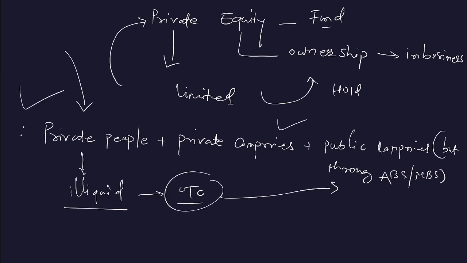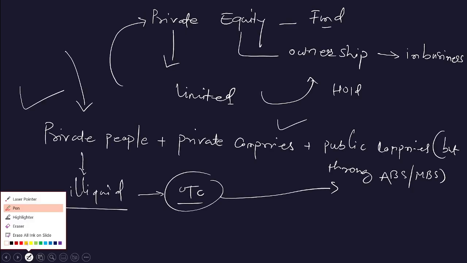And apart from that, the important ones are ABS and MBS. So what do you know about ABS and MBS? Mortgage-backed securities and asset-backed securities. How does it work? That is a pool of assets from mortgages, basically on a particular home loan or any other asset loan like that.